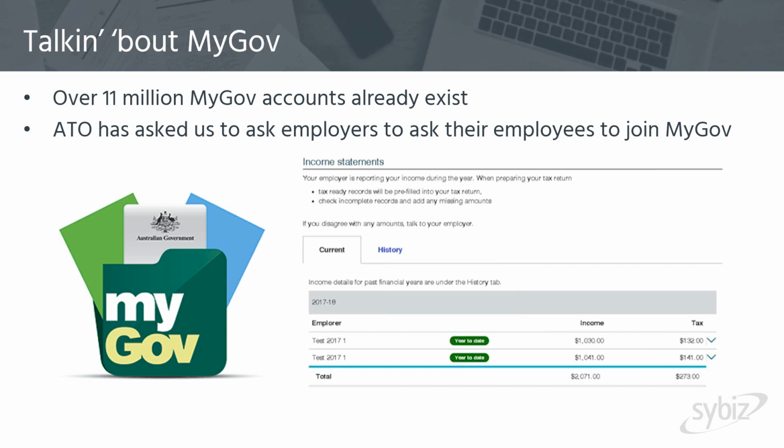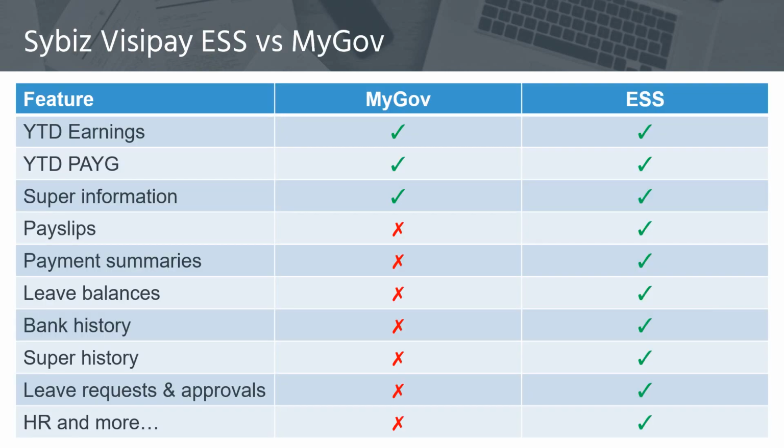The bottom right hand corner here is just a little screen mock-up. This may be totally different to what will eventually come through to the MyGov site for the employees, but it gives them a summary on a year-to-date basis of the income and tax that's been withheld from each of their employers. So that's just a little snapshot.